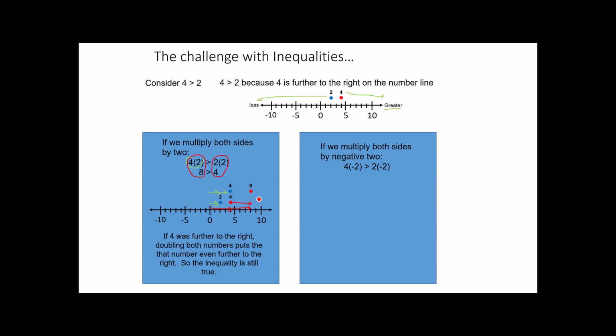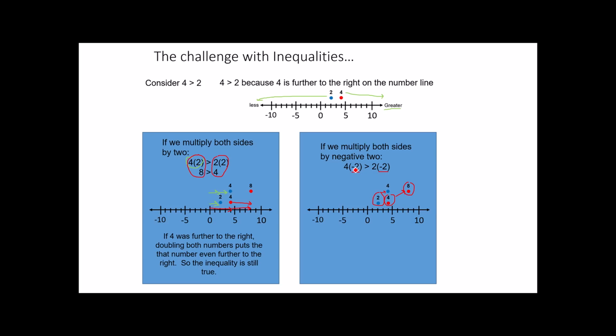Think about this. If I were to multiply both sides by negative 2, instead of by the positive 2, look at what happens. 4 is further to the right than the 2. That's our original expression. When we did 4 times 2 and 2 times 2, we already said that we are further to the right with the 8 than we are the 4. Remember, going to the right 4 twice is more than going to the right 2 twice.